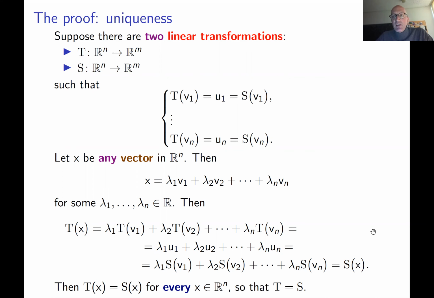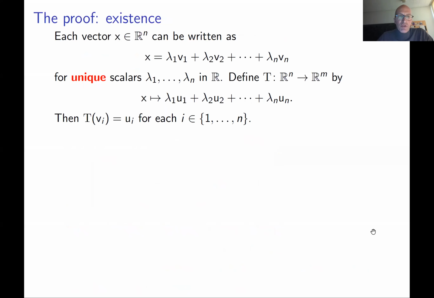And here, if you notice, in the proof of uniqueness we didn't actually use the fact that v1, ..., vn form a basis. We use the fact that they span Rn. When we prove existence, we are going to use, of course, the fact that they are a basis. It's more delicate.